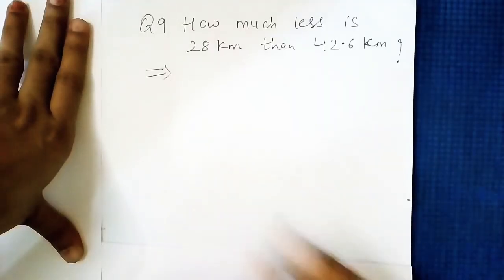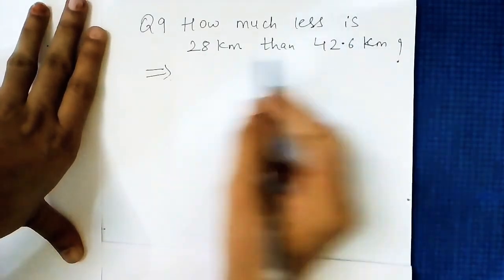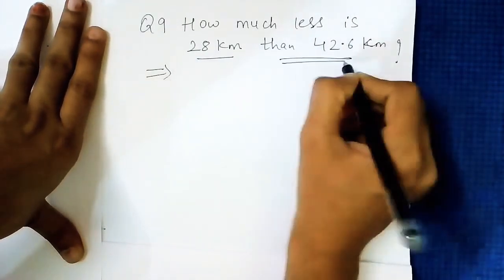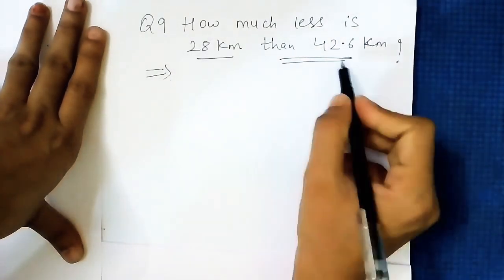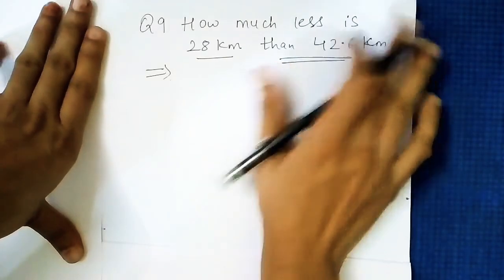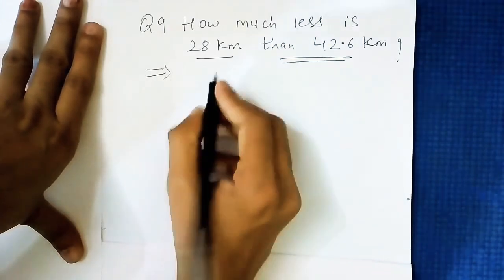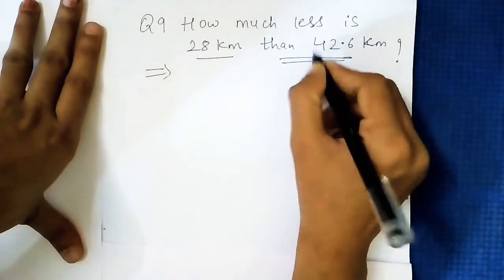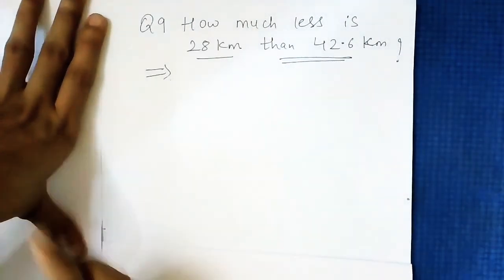Now we will see question number 9. Question number 9 is: how much less is 28 kilometer than 42.6 kilometer. So we have to find out how much less this 28 kilometer is than 42.6 kilometer. So again here we will do subtraction. It is very simple. You just need to subtract these both. So keep the bigger number first. So 42.6 is greater than 28. So this we will keep first.